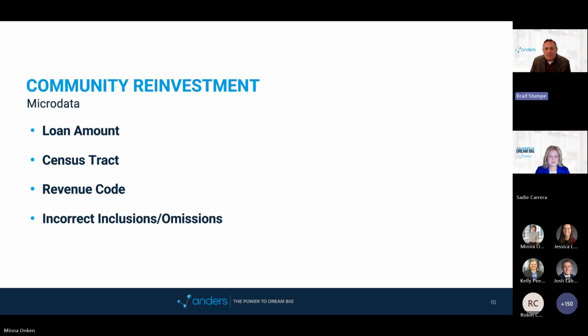The final bullet point on this page then is incorrect inclusions or omissions. So this one wasn't listed by the agencies, but is something that we often encounter, so I thought we'd throw it in. The definitions of small business and small farm loans are based on call report codes. What we find is that the loan has been assigned an incorrect call report code, so it was included when it should not have been, or was omitted when it should have been included. And it's abrupt, I guess, but that's pretty much all I have for CRA.